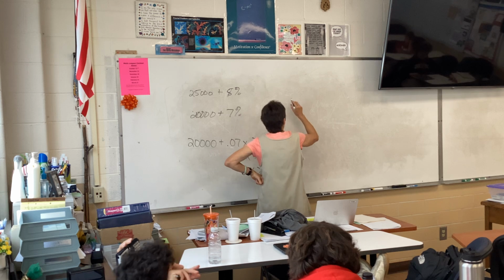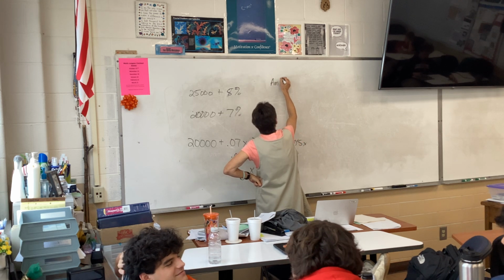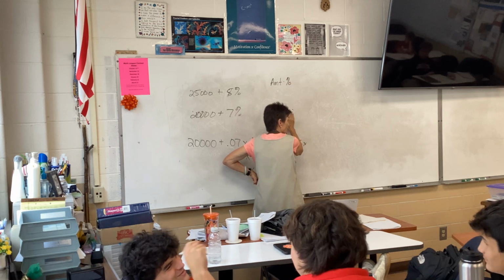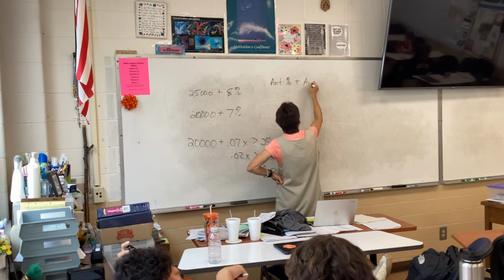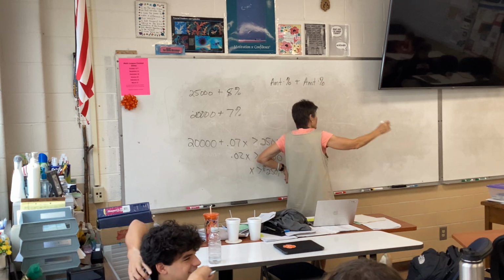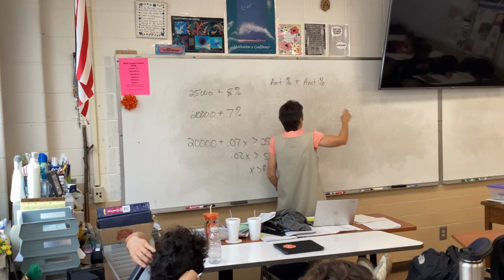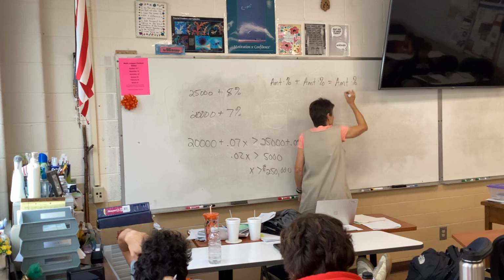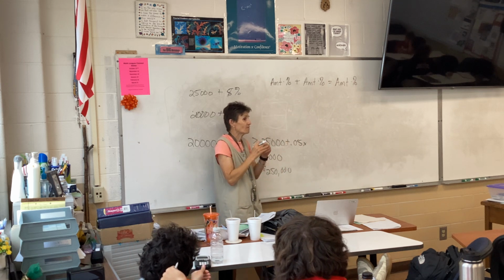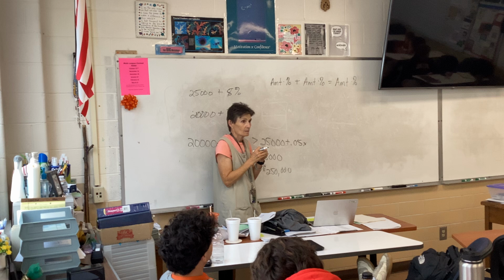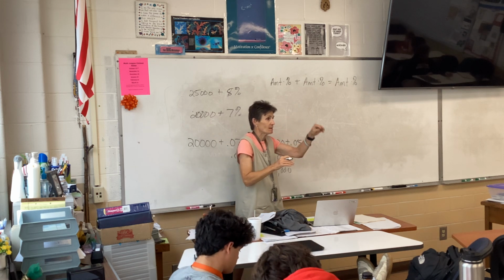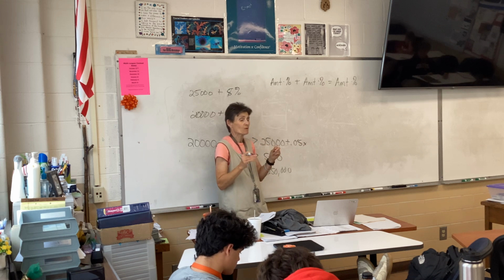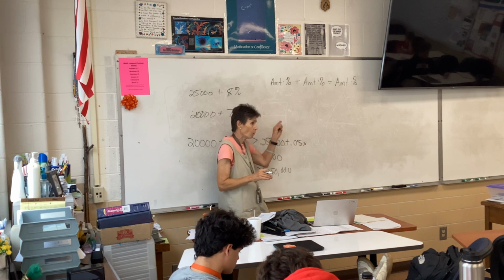This will always work. If you take the amount of the first solution times its percentage and add the amount of the second one times its percentage, we will end up with the amount times the percentage of the final solution. So amount times percent plus amount times percent equals amount times percent. That will always work in these problems. Always. Are there other ways you can do it? Yeah, but this will always work.